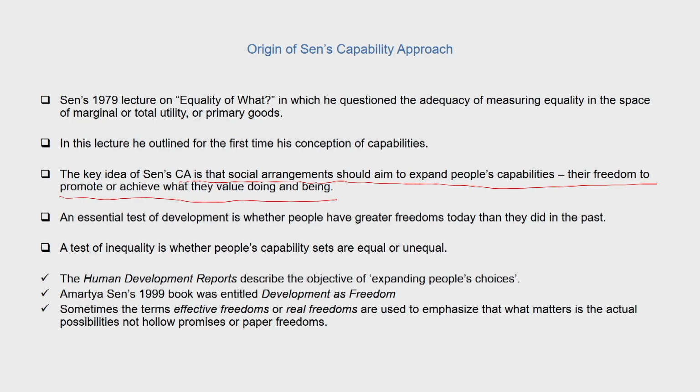Sometimes the terms effective freedoms or real freedoms are also used to emphasize that what matters is the actual possibilities and not hollow promises or paper freedoms. So effective freedoms or real freedoms are often used synonymously, to mean the possibilities that exist for development. One of the things that this discourse on human development and the capability approach has done is to change the vocabulary used in this debate and discussion on development and growth.